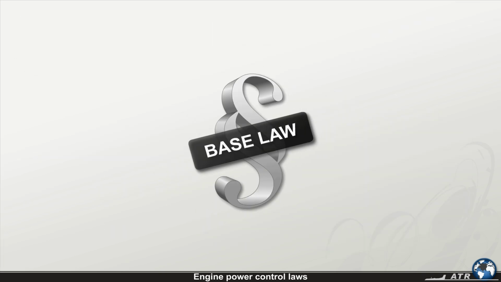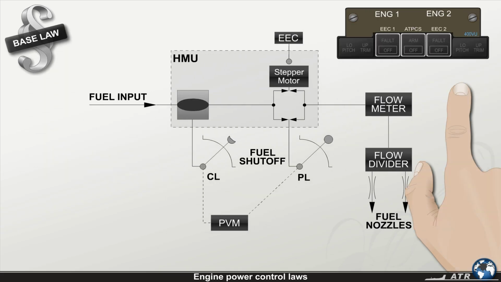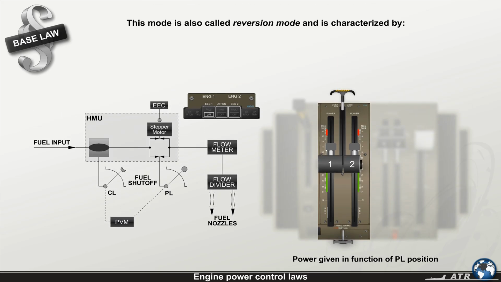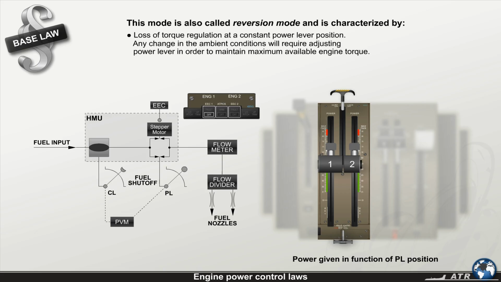The engine power control base law is used when the EEC is manually deselected. In this case, the engine power is given in function of the power lever position. This mode of operation is also called reversion mode and is characterized by loss of the torque regulation at a constant power lever position. Any change in the ambient conditions will require adjusting the power lever in order to maintain the maximum available engine torque, and loss of propeller under speed control on ground at low power setting.